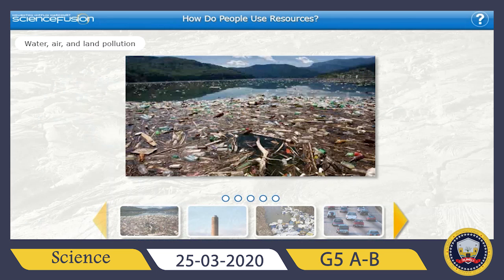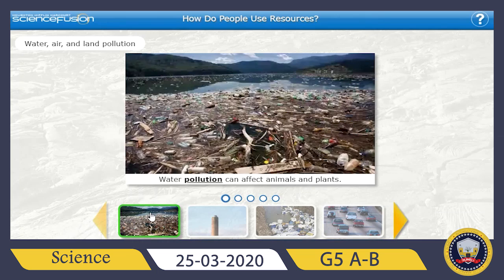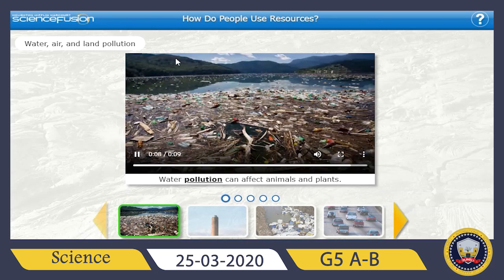What we said, pollution can be in the water we use, the air we breathe, and the land we use. So what we see here, we see polluted water. Garbage in lakes can affect the animals and plants that live in and around. So this is an example of water pollution. This waste that you see all around this lake will of course affect the life of the animals, plants, and even the people around it.